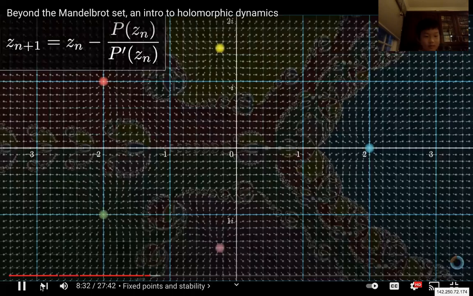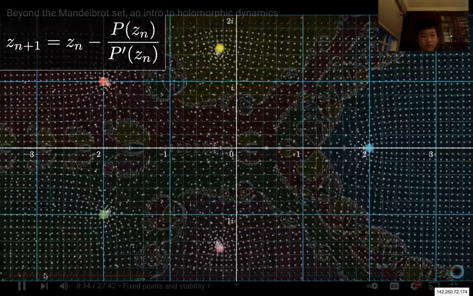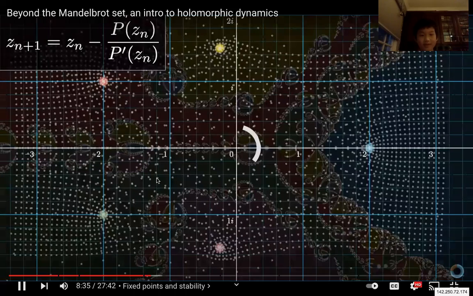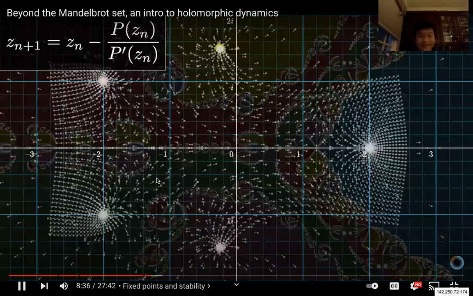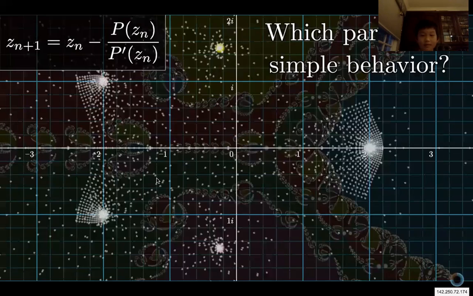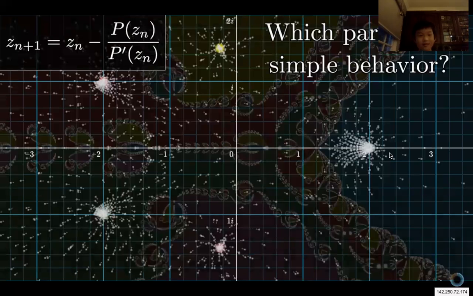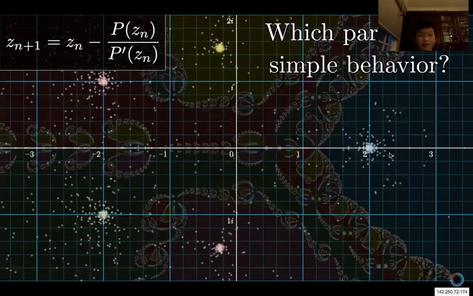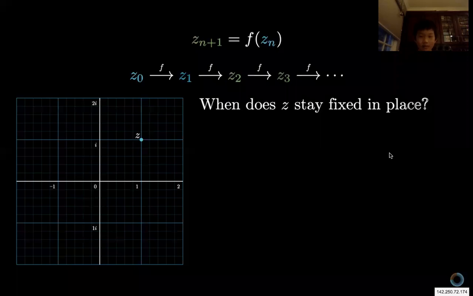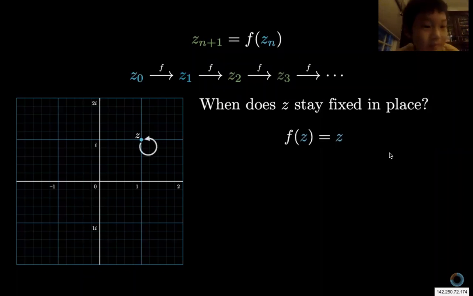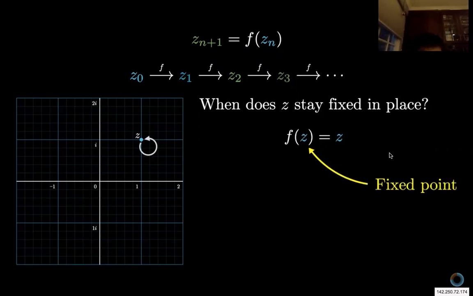In general, if you want to understand something complicated, a good place to start is to ask if there are any parts of the system that have some simple behavior. Preferably the simplest possible behavior. And in our example, that might mean asking, when does the process just stay fixed in place? Meaning f of z is equal to z. That's a pretty boring set of dynamics, I think you'd agree. We call a value with this property a fixed point of the function.